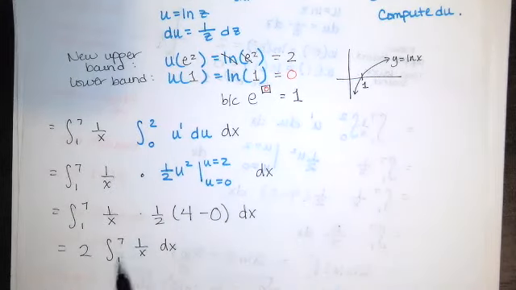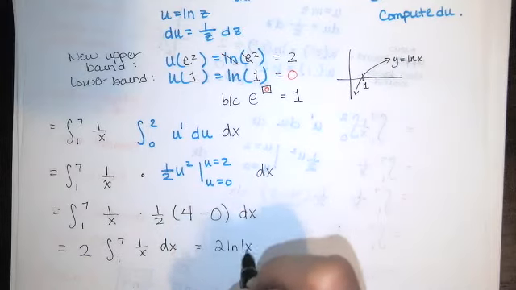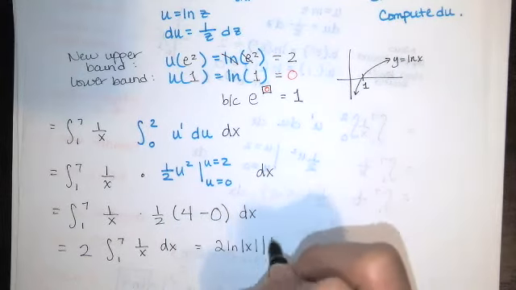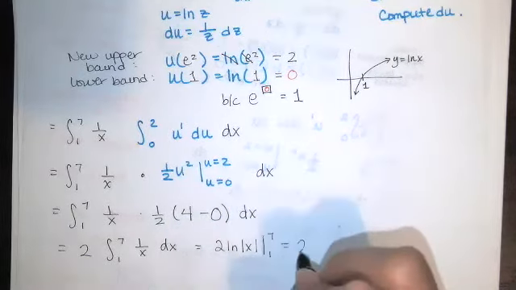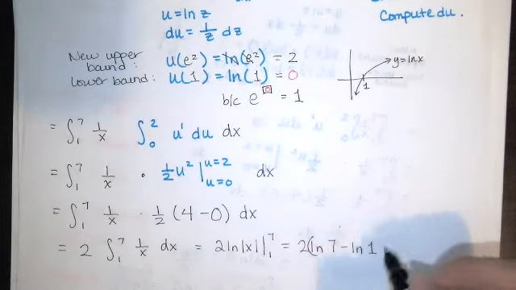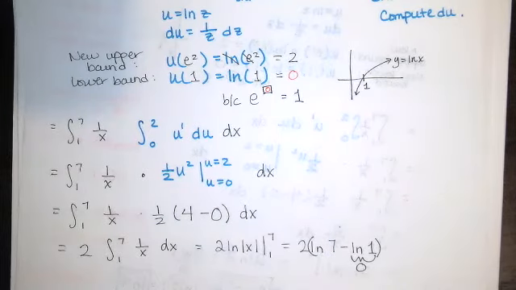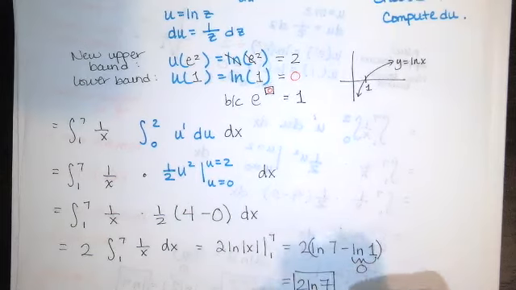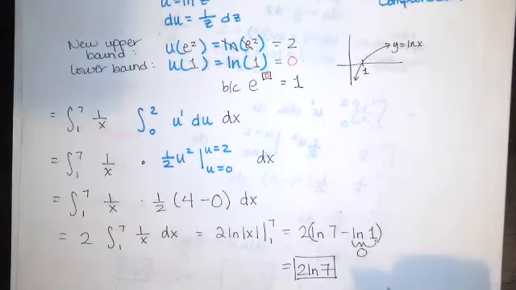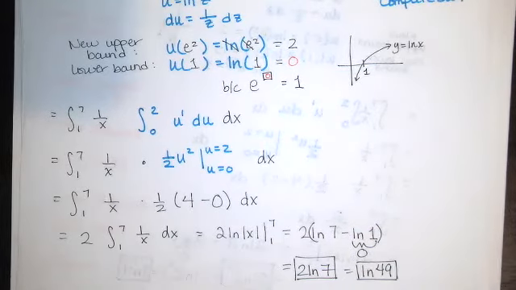And the last thing we do is we evaluate this integral with respect to x. We get 2 times the natural log of the absolute value of x, evaluated from 1 to 7. It's just the fundamental theorem. And natural log of 1 is 0. So we get 2 natural log of 7, or you could bring that 2 up inside the logarithm as an exponent, and that'd be natural log of 7 squared, or 49. Either one of those is fine.